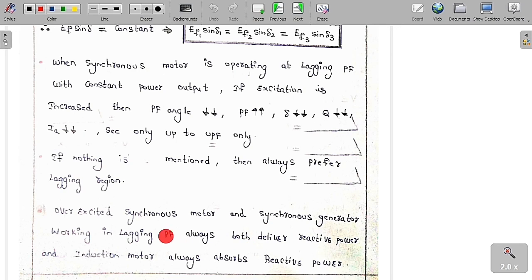So therefore we can say that over-excited synchronous motor is going to operate in the leading power factor, and the over-excited synchronous generator is going to operate in the lagging power factor, and they both are going to deliver the reactive power. Whereas induction motor, it is always going to absorb the reactive power.